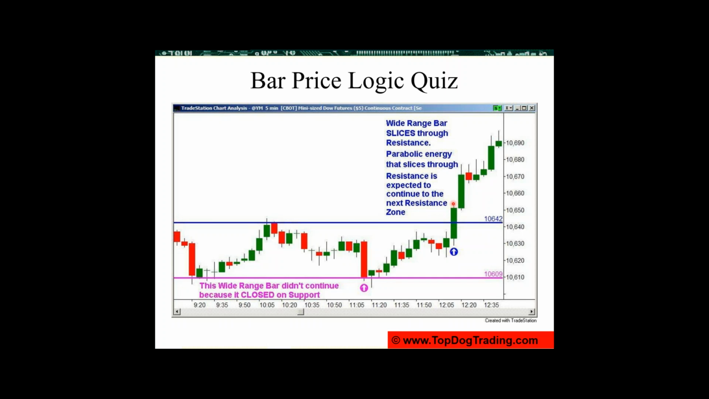But again, just the pattern in itself doesn't always help you. We had a wide range bearish bar here, but look, it closed at this support.